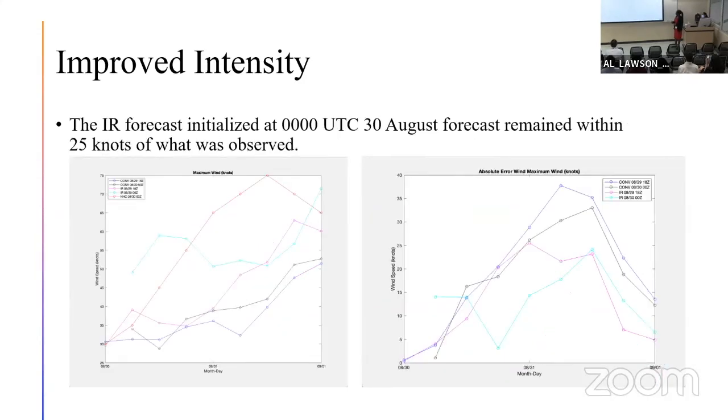And then when looking at the maximum wind, we saw a similar pattern. The forecast did better with, again, capturing that steep uprise in the forecast, but the infrared forecast specifically initialized at 0Z the 30th performed best, where it remains within about a 25 knot range of what was observed by the work model.